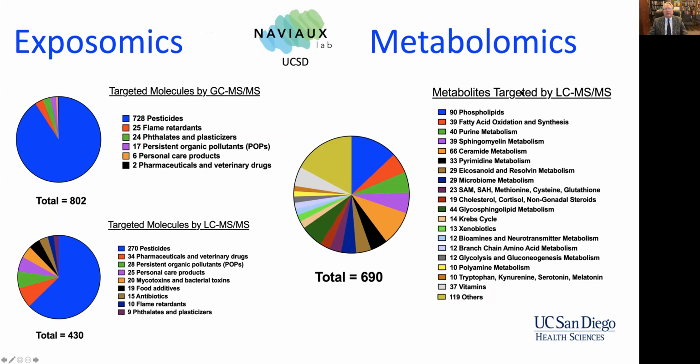So this is an overview of the metabolomics and exposomics platforms that we use at UCSD. We analyze about 690 naturally occurring molecules from a drop of blood that include over 60 different biochemical pathways, for example, phospholipids and purines and sphingolipids. In the exposome, these are all exogenous molecules. We analyze 1,232 molecules using both gas chromatography, tandem mass spectrometry, and liquid chromatography, tandem mass spectrometry. We look at pesticides and flame retardants and plasticizers, phthalates, persistent organic pollutants like PCBs and bisphenol A, as well as mycotoxins and a variety of cyanobacterial biotoxins, food additives, and flame retardants. In this study, I'll talk about our results from 207 of the 1,232 chemicals.